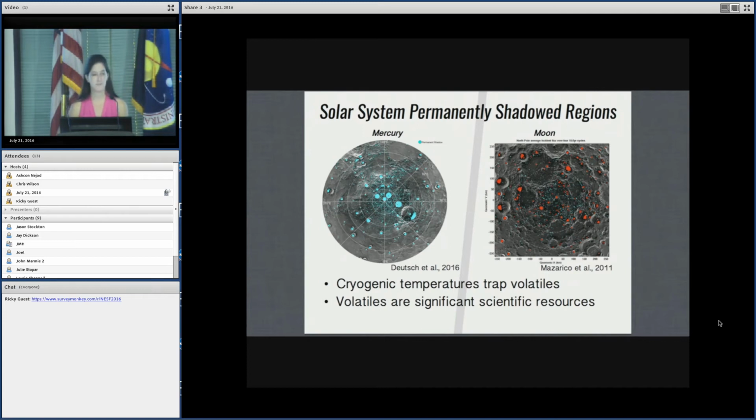And these volatiles are very significant scientific resources. They represent these accessible storehouses that will allow us to understand planetary formation and evolution and how volatiles have evolved throughout the history of the inner solar system. And volatiles also represent an important resource when thinking about future exploration and furthering human autonomy in space.